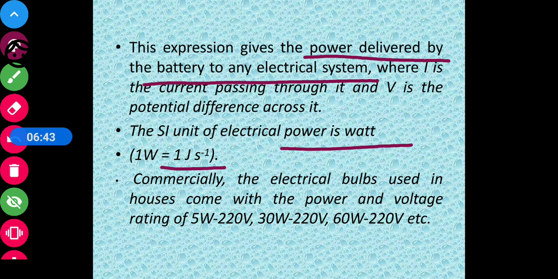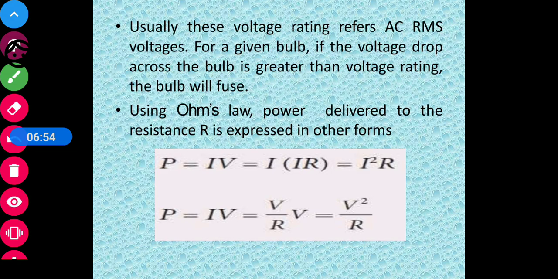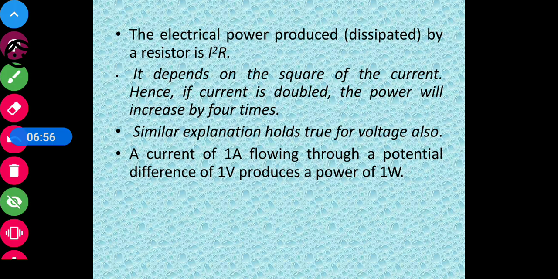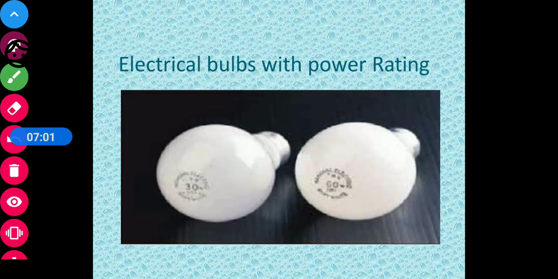Commercially, the electrical bulbs used in houses come with a power rating such as 5 watt, 220 volt, 30 watt, 220 volt, and so on. In houses you have seen that something is written on the bulb, such as 60 watt, 220 volt, 40 watt, 220 volt, or whatever. This is known as the power rating.